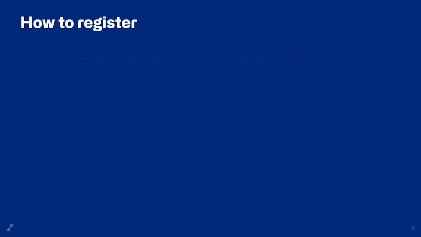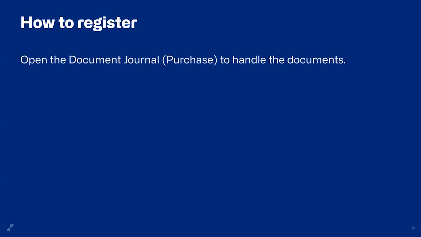Now it's time to talk about how to register. Let's try to go down that path. What do I have to do and where do I go? Well, open the document journal for purchase in order to handle the documents and create journal lines. We can, as mentioned earlier, recognize and handle header amounts if you want that only. We could also recognize line amounts and have those recognized lines created as individual journal lines in my purchase journal. You only need the advanced capture module in order to recognize those lines.